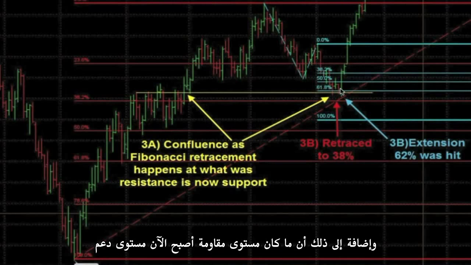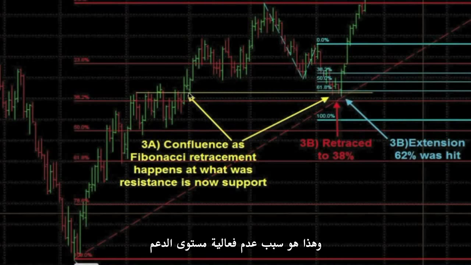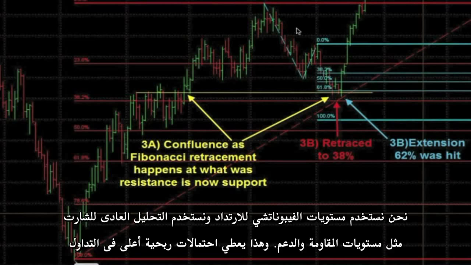And to add to that evidence, we also come back to what was resistance and is now support. People who went short over here are happy to short cover their position when it gets back to break even. That's why this support is now working. And here we add all three things together to give us a high odds entry. We're using the Fibonacci retracement of the overall move, the Fibonacci extension of the retracement move, and normal chart analysis such as support and resistance. This gives a high odds trade.